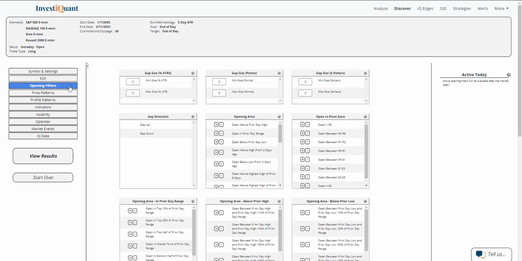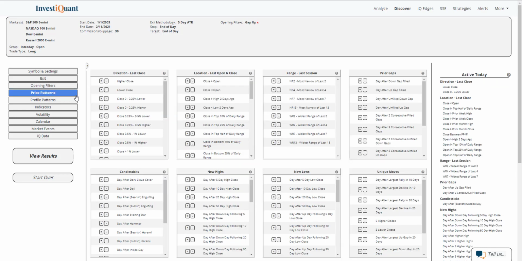Next, I'm going to go into the opening filters, and currently in the overnight session, we are starting to push higher. We are starting to retrace more of that move from yesterday. So I'm going to go ahead and select gap up, which means that the opening print is above the prior day closing print. Next, I'm going to add that bearish outside day pattern. To do that, I can do it several ways. The easiest way is to go to the active today section and click on the candlestick pattern day after bearish outside day, which is right here. I click on that, and it adds it to the test with one click.